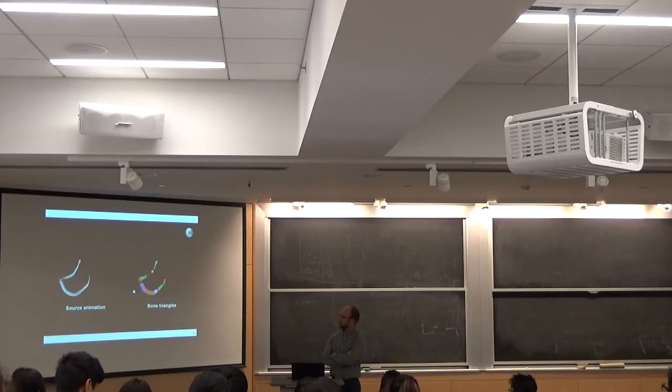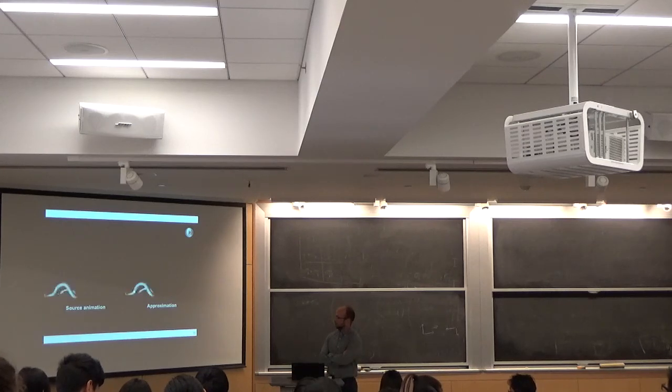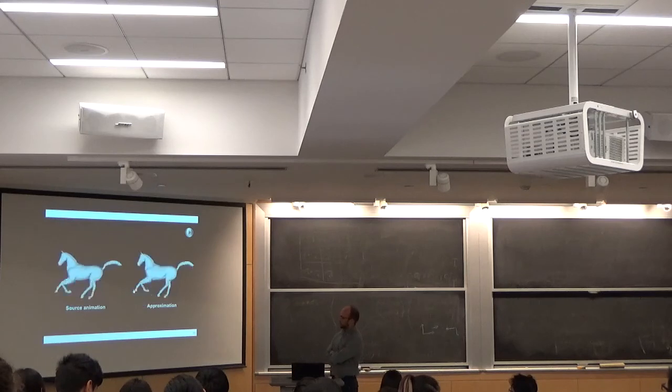Given the bone transforms for the animation, we estimate vertex weights using automatic and robust least squares techniques. The resulting skinned animation approximates the input animation surprisingly well. The results are particularly good for articulated models.